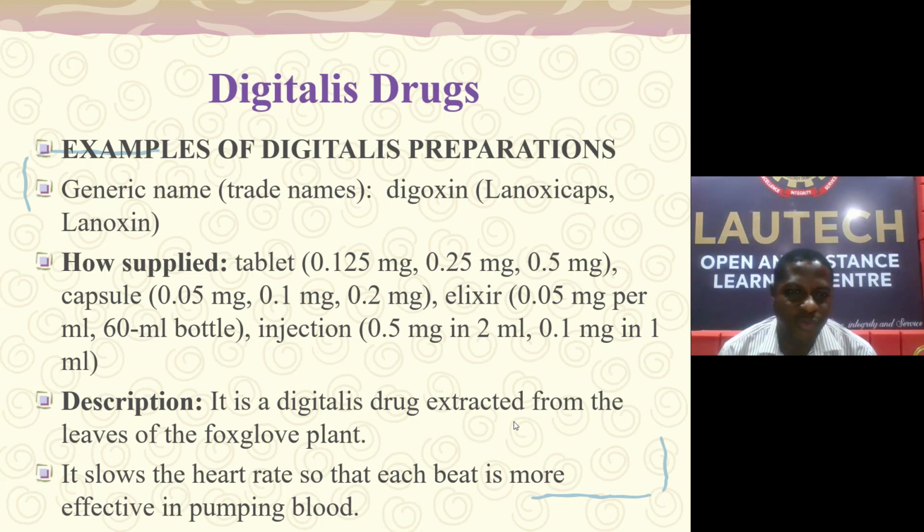In capsule form, you find them in 0.05 milligram, 0.1 milligram, and 0.2 milligram. The elixir has 0.05 milligram per ml, 60 mls per bottle. Then the injectable form comes as 0.5 milligram in 2 mls and 0.1 milligram in 1 ml. And the description: it is a digitalis drug extracted from the leaves of the foxglove plant.